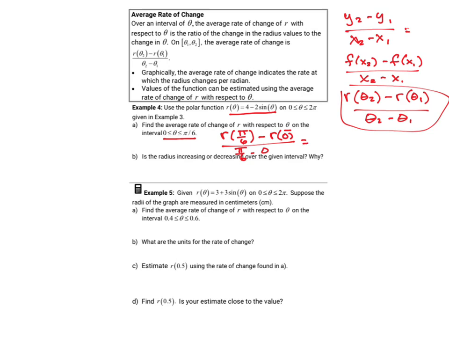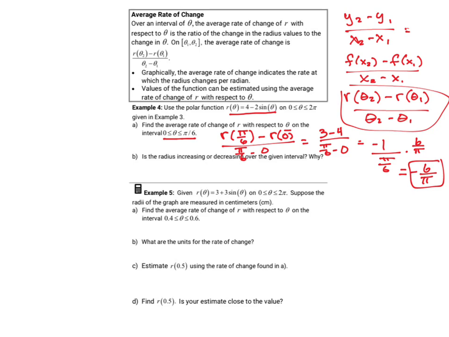So somebody look back at your table. r of pi over 6 is 3. r of 0 is 4. Divided by pi over 6 minus 0. Y'all following this? 3 minus 4 is negative 1 over pi over 6. We multiply by the reciprocal. So our answer here is going to be negative 6 over pi. That's our average rate of change.